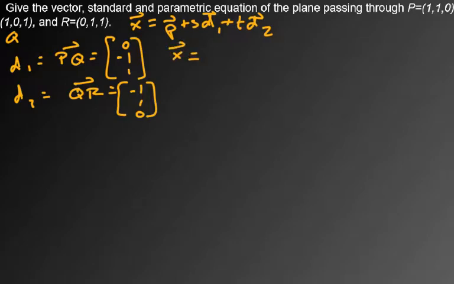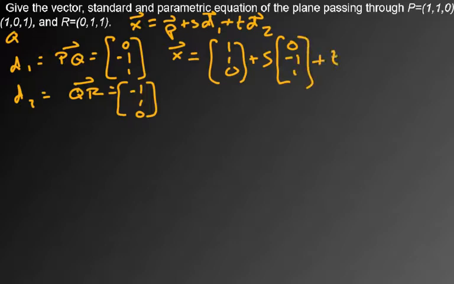So we have, you can use 1, 1, 0. You don't have to. You could use 1, 0, 1 there, but I'll just use that. And then you do need that s that represents the scalar. And then you have 0, negative 1, 1, and then you have negative 1, 1, 0. And that is a perfectly good vector form right there.